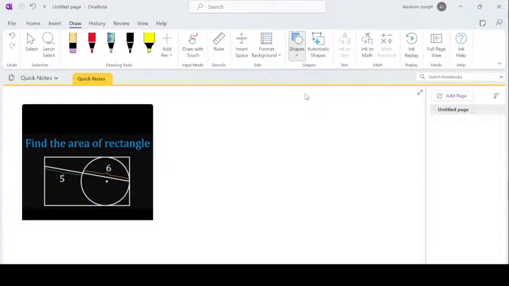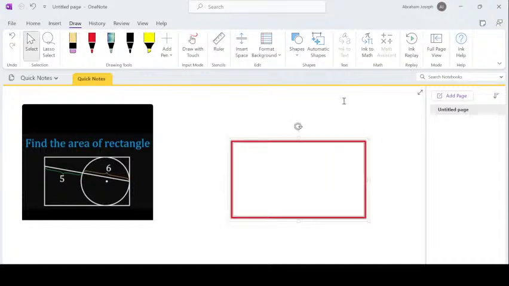A challenging math problem. So here is a question for us to work on. Find the area of a rectangle. First of all, I would like to draw the rectangle, because it's always good to draw a very good diagram. That will help you to actually see exactly what you need to see. So I'm drawing a rectangle there.